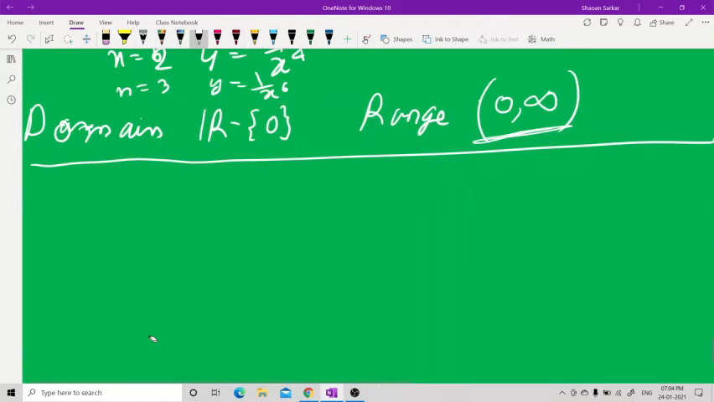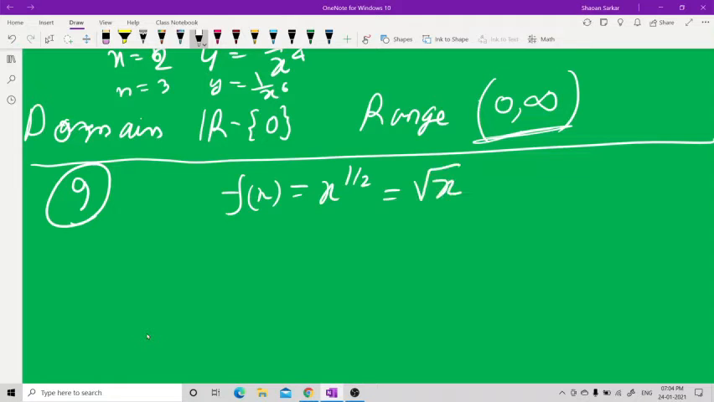See, this is the square root graph. The ninth one is a square root. Your f(x) is x to the power of 1 by 2. Now, this type of a graph, at 0 it will be 0, undoubtedly. At 1 it will be 1. So, if I draw the graph for under root of x, this is your 0. At 0 it will be 0. At 1 it will be 1. And after that it will start coming down like this.